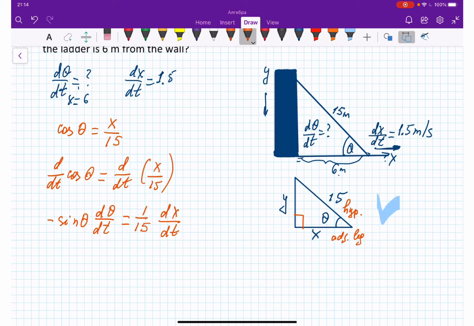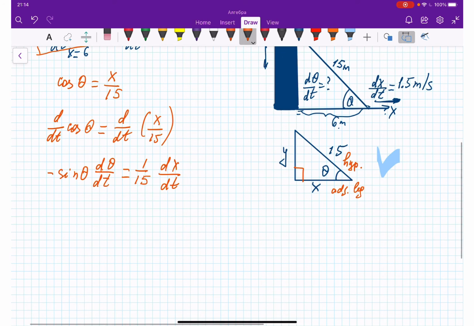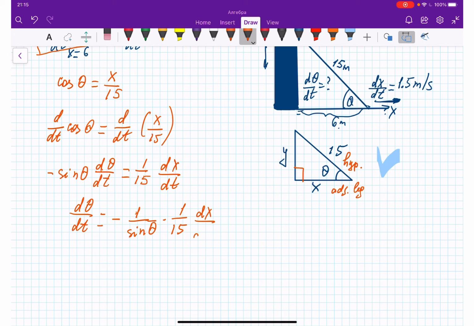Okay, so next we are going to figure out our dq, because this is our goal, right? Here it is, dq by dt. So from here, dq by dt is going to be equal negative 1 over sine theta times 1 over 15 and dx by dt. So we're practically taking this part and dividing by this part. That's it. All right.